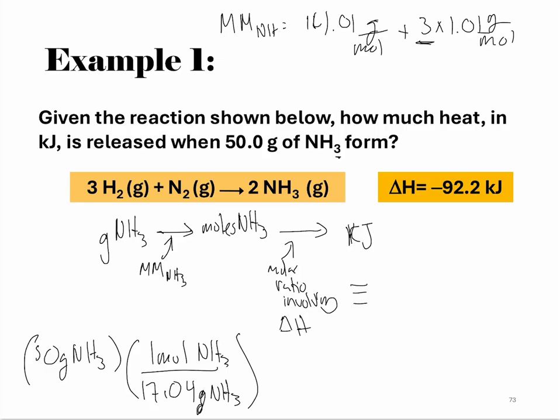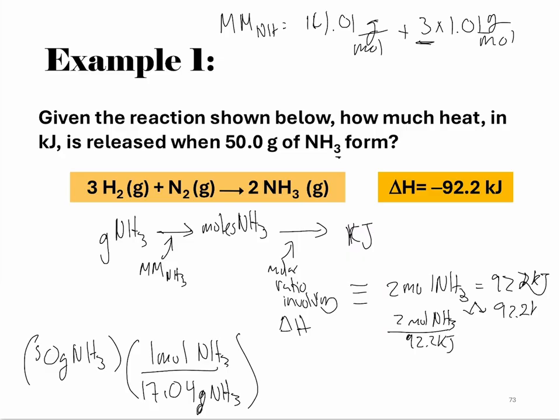2 moles for 92. 2 NH3 equals 92.2 kilojoules released, right? That gives us 2 conversion factors: 2 moles NH3 per 92.2 kilojoules, and 92.2 kilojoules per 2 moles of NH3. The second. Yeah, we use the second one.